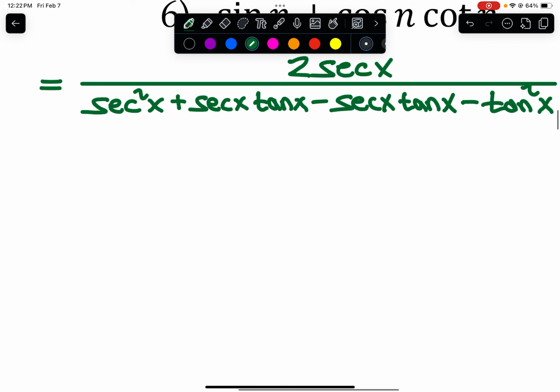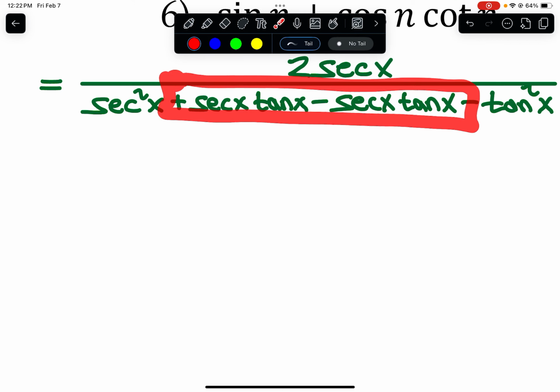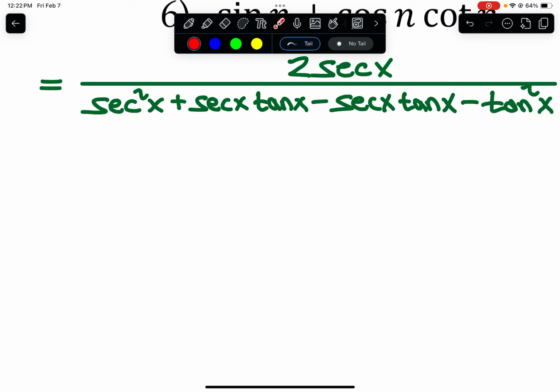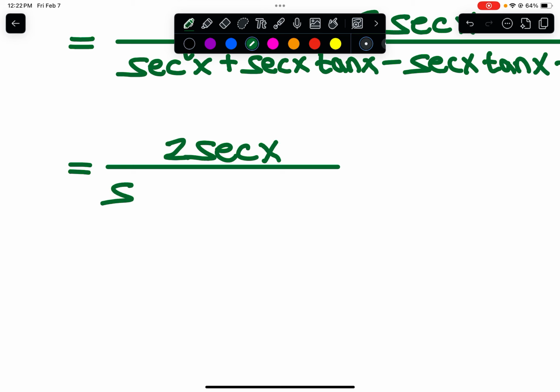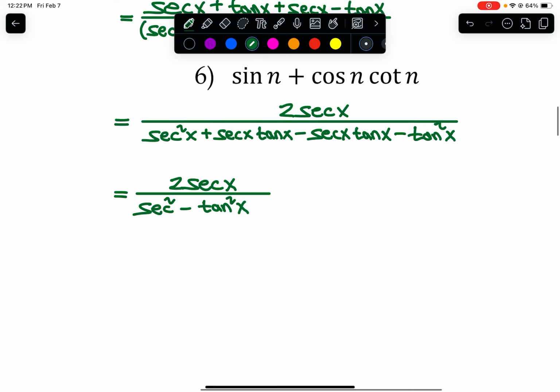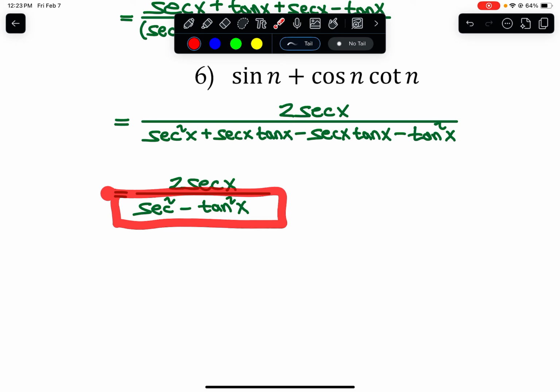All right, and then what's going to happen here, as you can hopefully see, we have a positive secant x tangent x and a negative secant x tangent x. So those are just going to cross out. Then we're going to have 2 secant x over secant x minus tangent x, quantity squared. And then what's in the bottom here is going to be one of your Pythagorean identities.